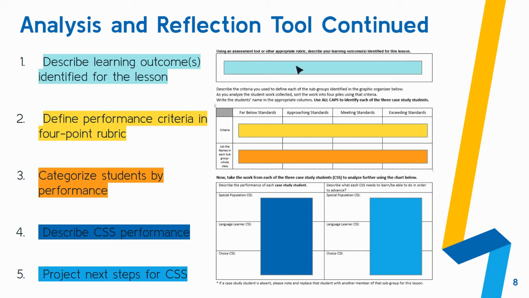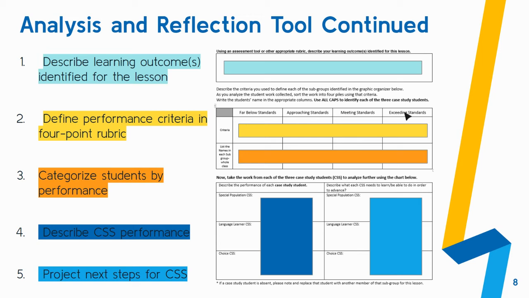Be sure that you clearly identify the instructional solution that is being tested in your classroom. Next, you will define the performance criteria for your data source in a 4-point rubric. You identified this data source in ILP Part 2. You will determine what is considered far below standards, approaching standards, meeting standards, and exceeding standards, and you will describe this in the boxes that are highlighted here in yellow.